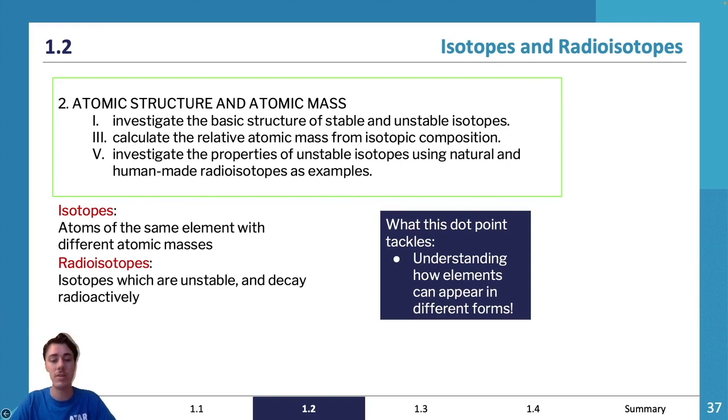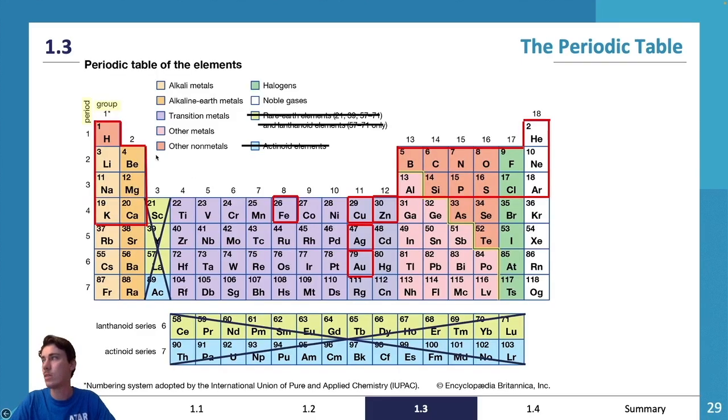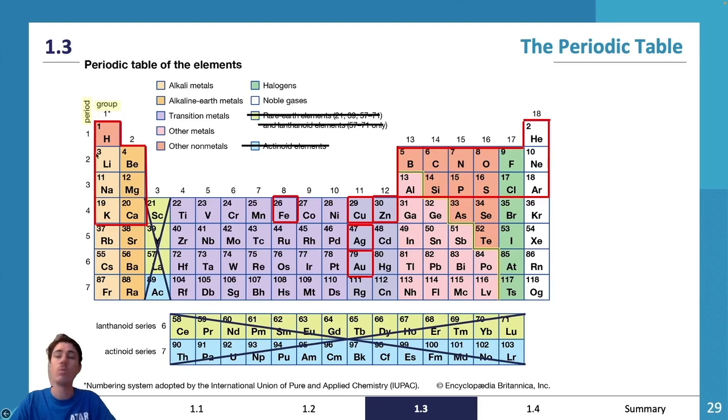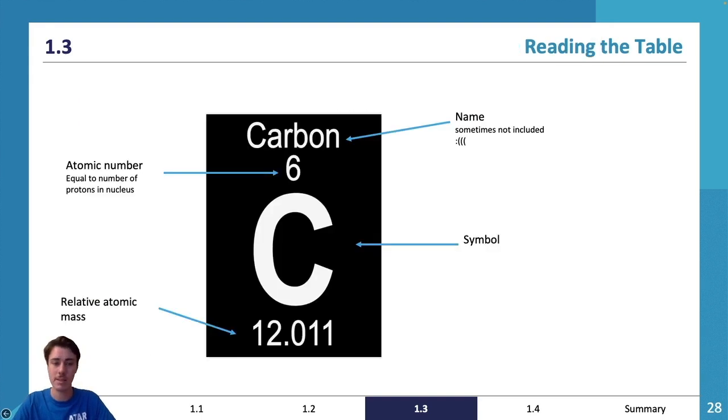Being the 6th element on your periodic table, something I should have discussed before, each of these elements has their atomic number. Their atomic number refers to the number of protons they have. So this has 3 protons, this has 4 protons, this has 5 protons, carbon has 6 protons. Now we learnt on the last slide that the relative atomic mass of carbon is 12.011.